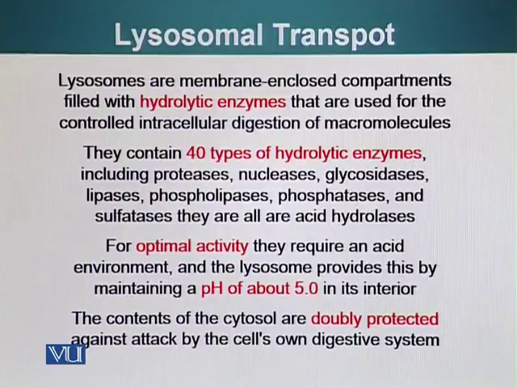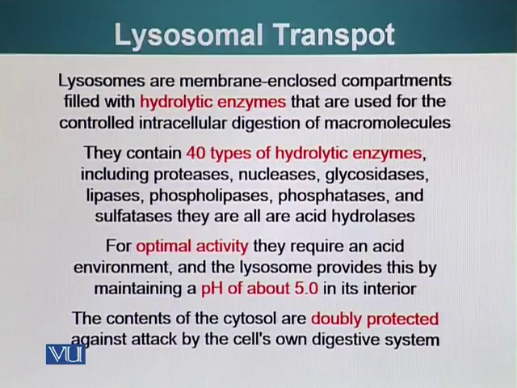Just to refresh you, lysosomes are membrane enclosed compartments filled with hydrolytic enzymes which convert polymers into monomers so that they can be recycled and used for other purposes. Lysosomes contain 40 types of hydrolytic enzymes including proteases, nucleases, etc. Basically all function in breaking down larger molecules into their monomer subunits. For optimal activity, these enzymes require a pH of about 5, which is acidic.